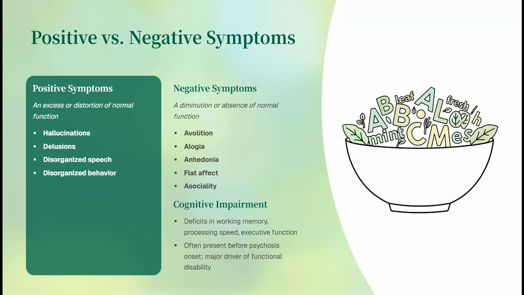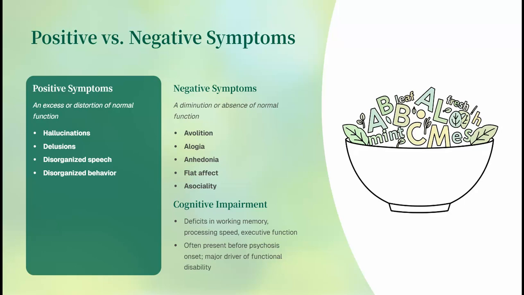Disorganized speech and behavior are the chaotic manifestations. Speech jumps around and becomes nonsensical. Behavior is so unpredictable or rigid. So that's the positive symptoms, adding something that's not there.